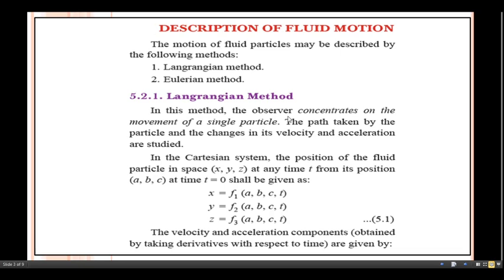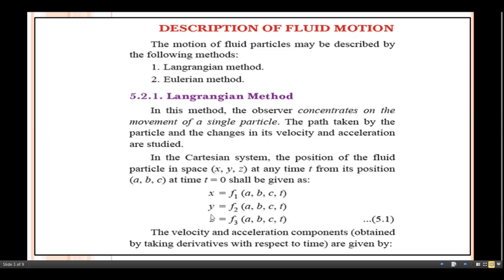In this method, the observer concentrates on the movement of a single particle. The path taken by the particle and the changes in its velocity and acceleration are studied. In the Cartesian system, the position of the fluid particle in space x, y, z at any time t from its position a, b, c at time t shall be given as follows. Here x, y, z are nothing but the axes, a, b, c is the position, and t indicates the time.